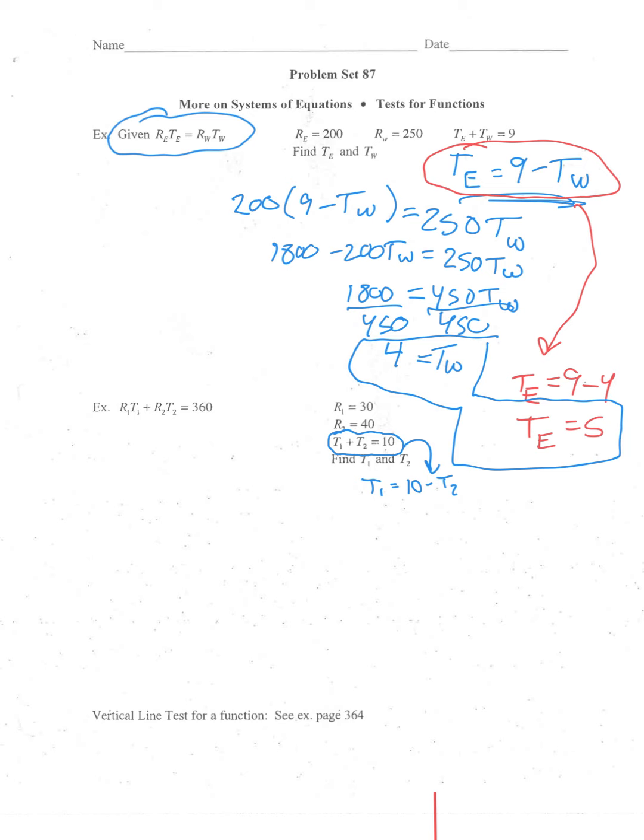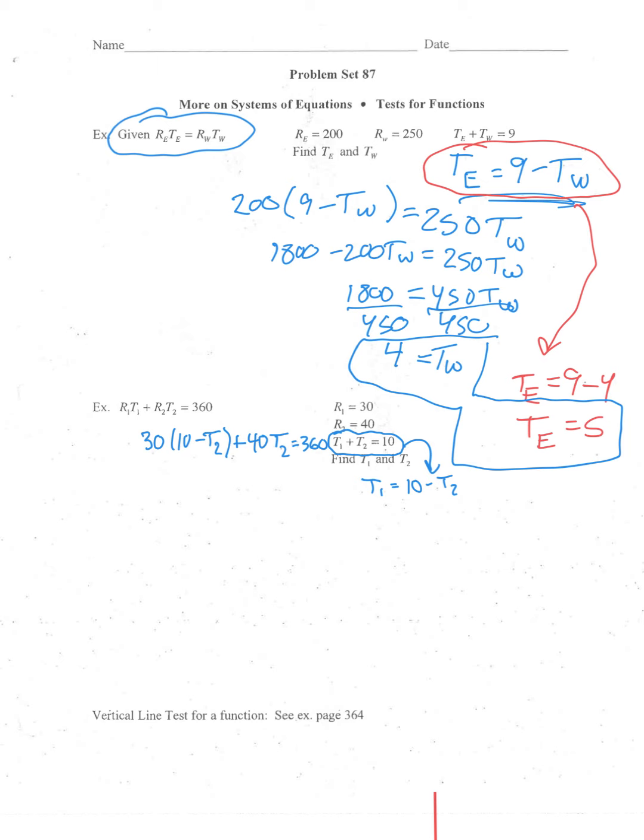Okay. And now I'm going to do my substitutions. So R sub 1 is 30. T sub 1 is 10 minus T sub 2 plus R sub 2, we're going to put 40 in for, and T sub 2 we're going to leave as T sub 2 equal to 360.